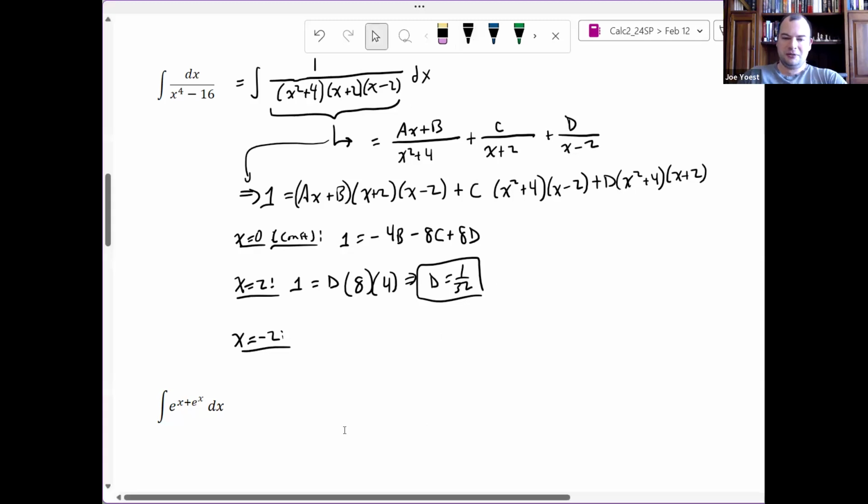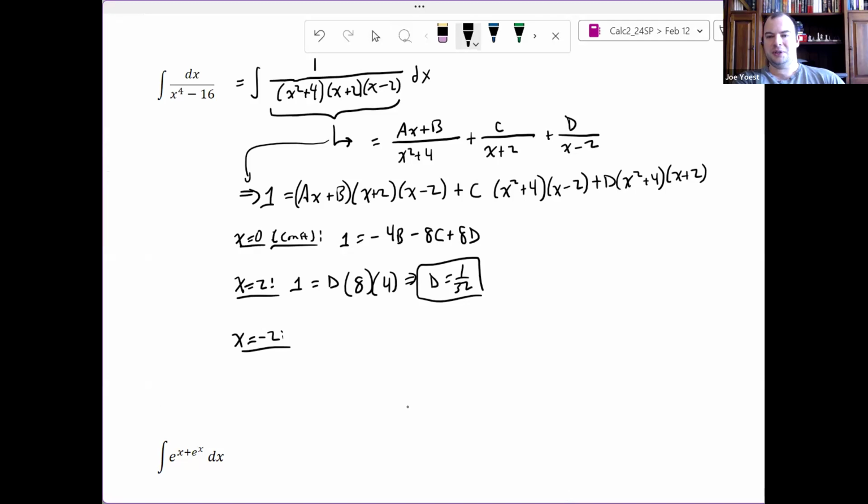Plugging in x equals negative 2. Again, x equals negative 2 knocks out the first and the third terms on the right-hand side. So a, b, and d get knocked out. I'm left with just c. So 1 equals c times negative 2 squared plus 4 is 8. Negative 2 minus 2 is minus 4. C is negative 1 over 32.